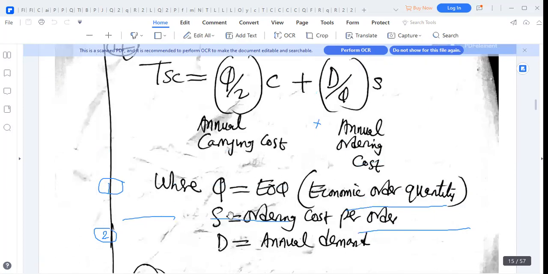All right, where Q is EOQ, which is economic order quantity, S is the ordering cost per order, and D is our annual demand. So this is how we look at the total stocking cost.